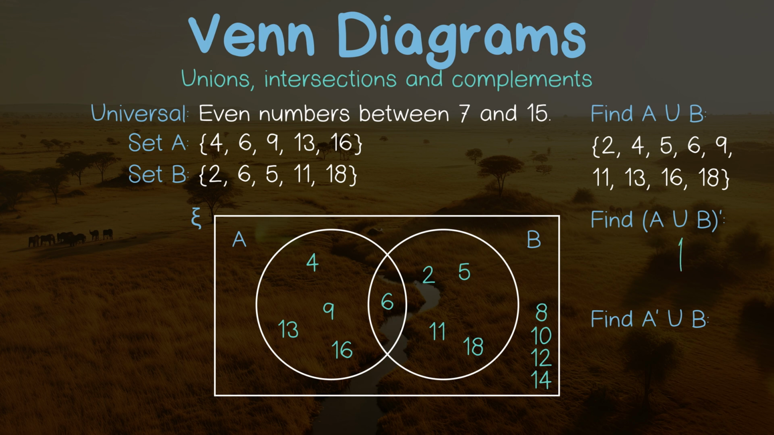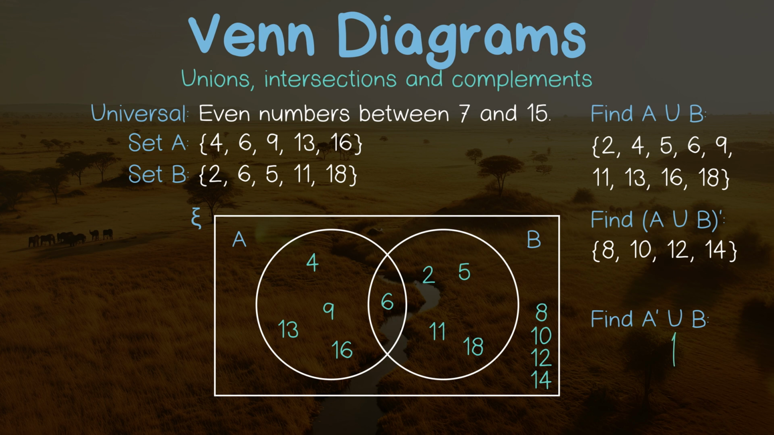Next, we've been asked for the complement of A union B. So all our numbers in the universal set that are not in the union of sets A and B. And this leaves us with the rest of the numbers in the universal set, 8, 10, 12 and 14.